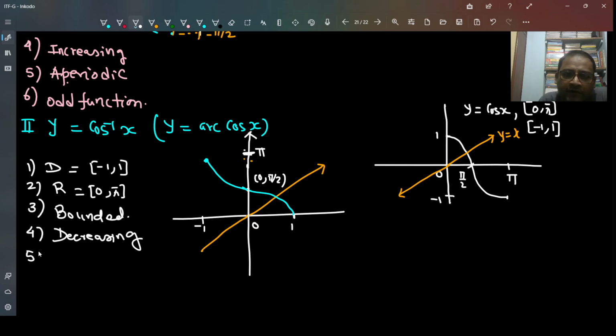The inverse function is aperiodic, so it is not a periodic function. With respect to the y-axis, it is not symmetric. With respect to the origin, it is not symmetric. So it is neither an odd function nor an even function. So neither even nor odd, you can write it as neither even nor odd.